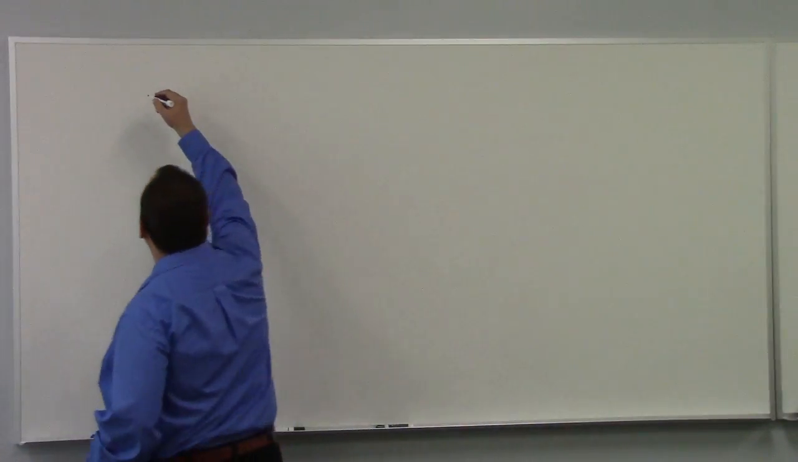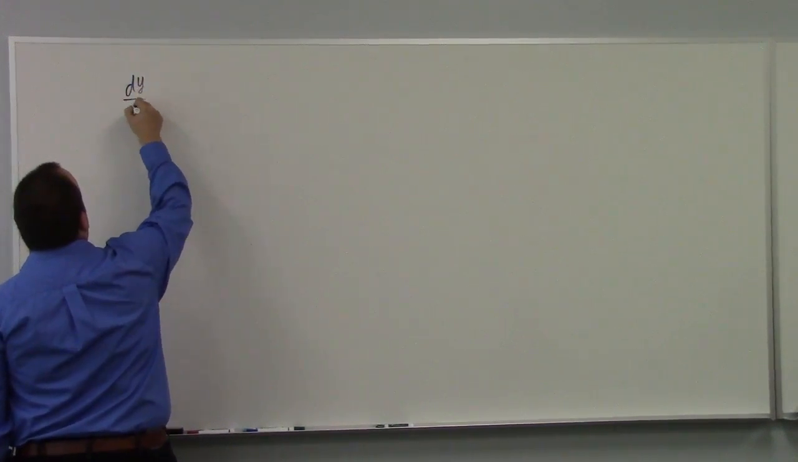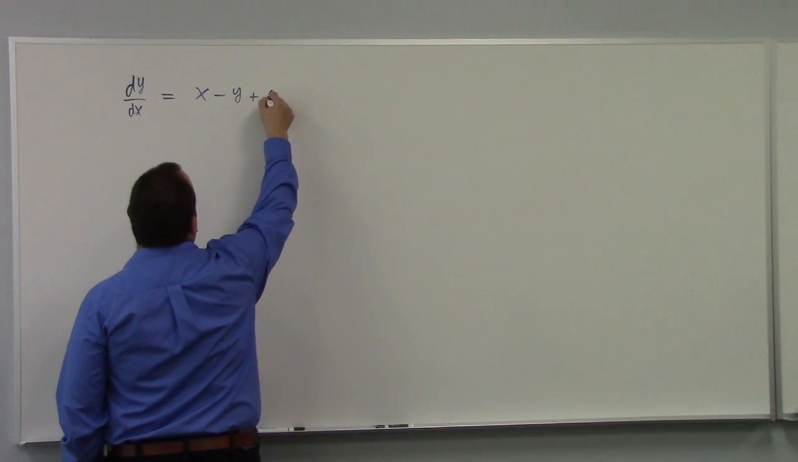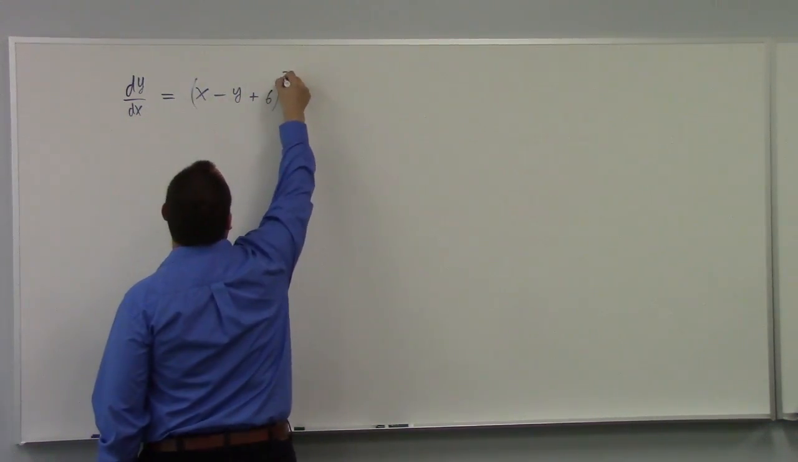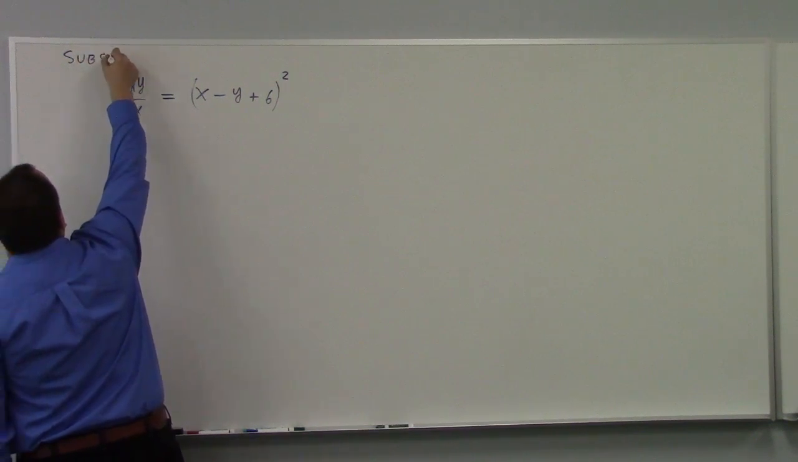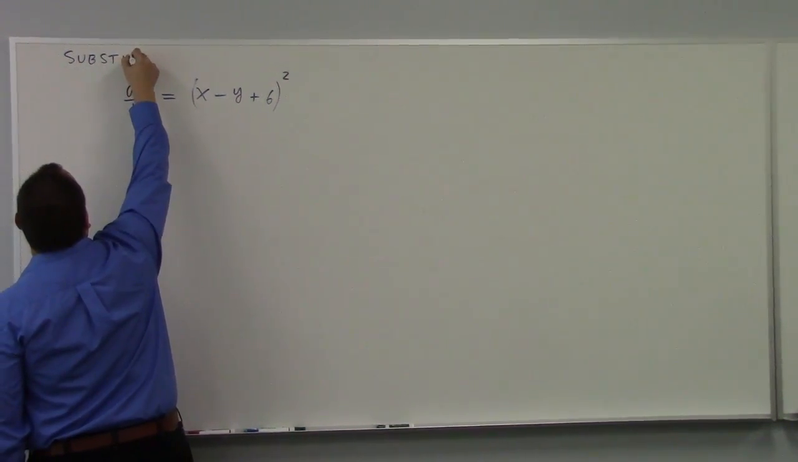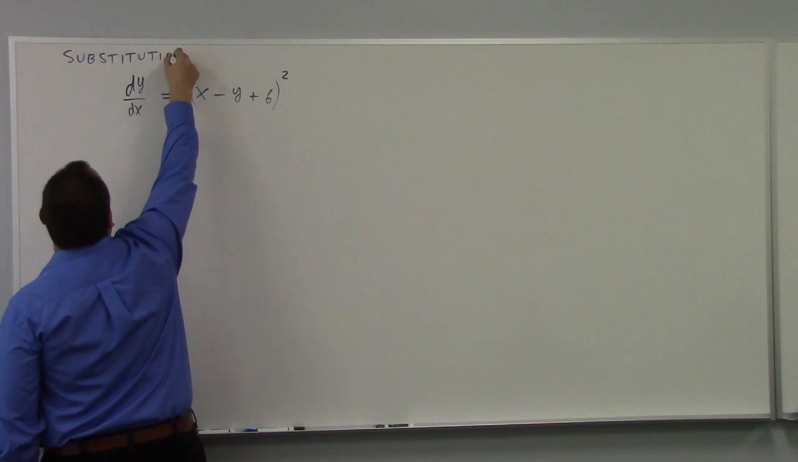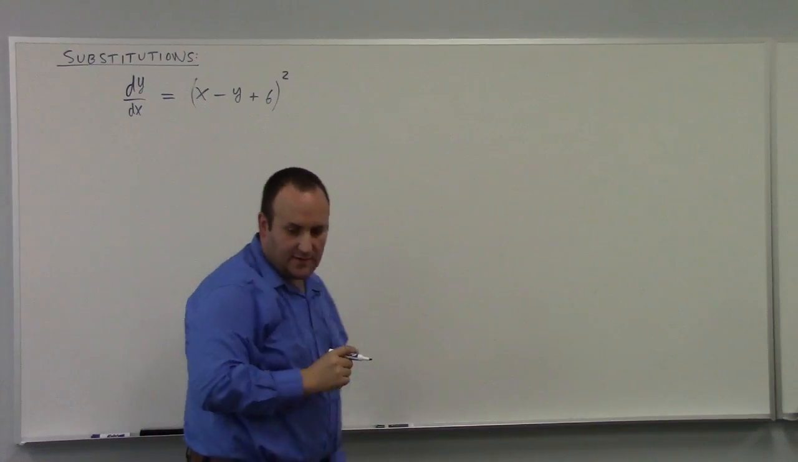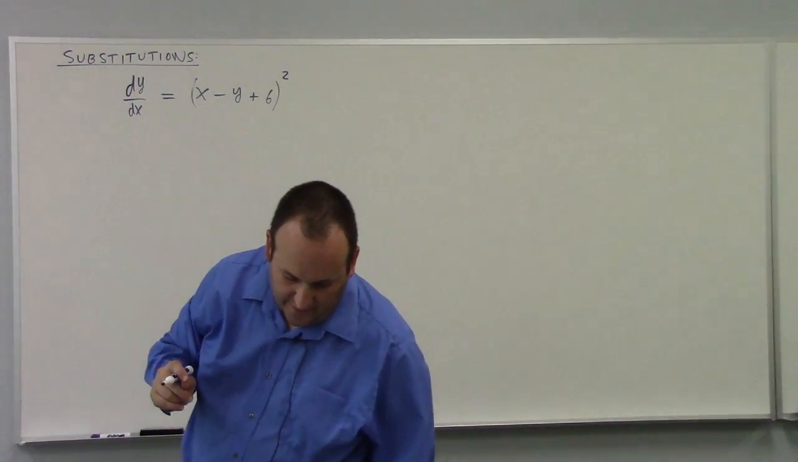dy/dx equals (x plus y minus 6) squared. So what we're doing now is broadly under the topic of substitutions. When we finally get our books, this will probably be section 2.6.